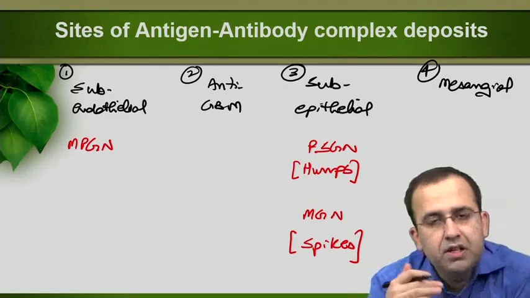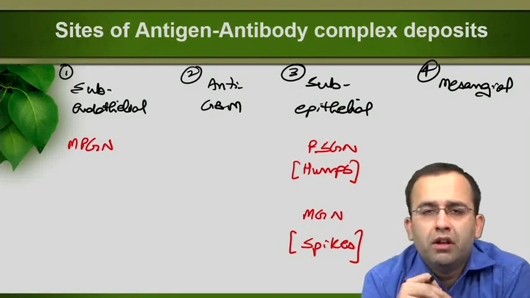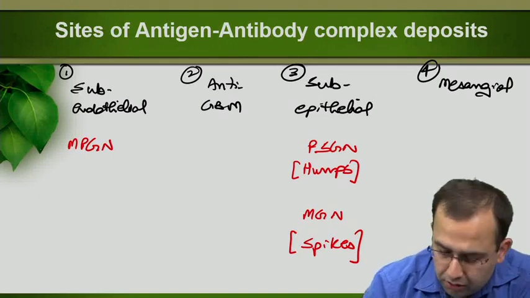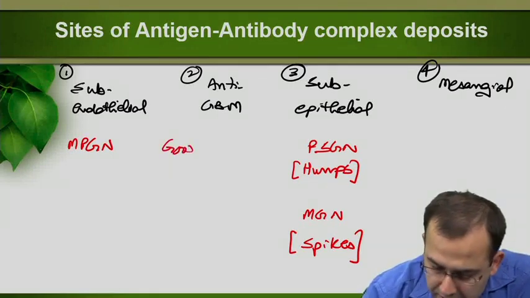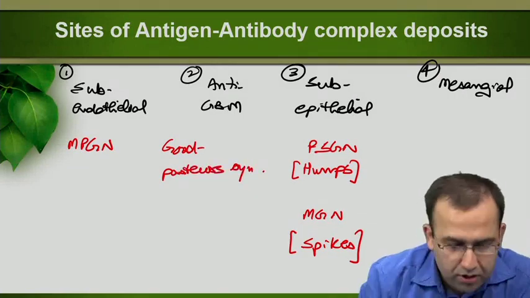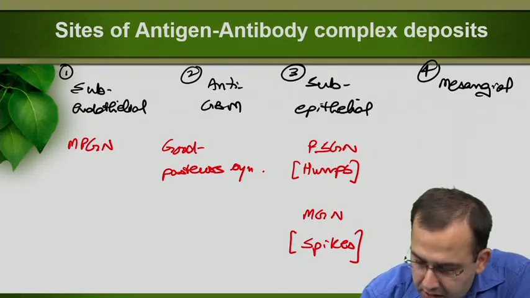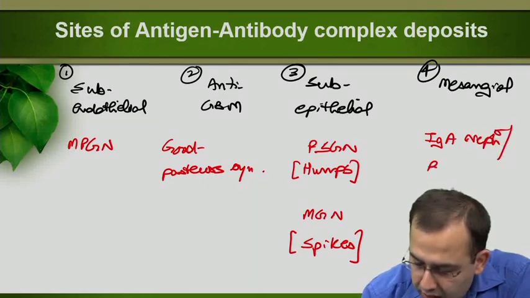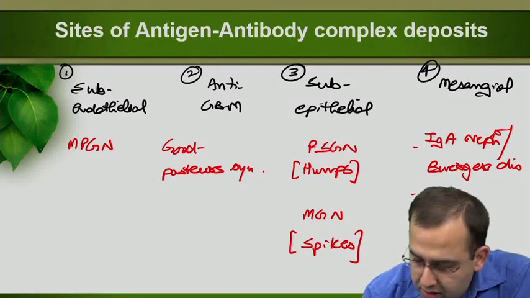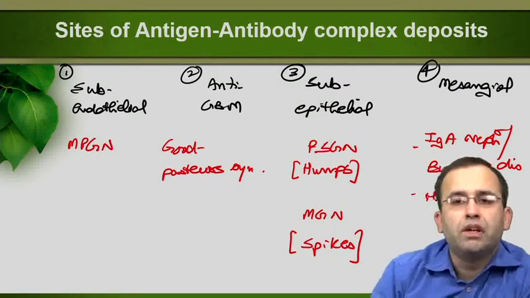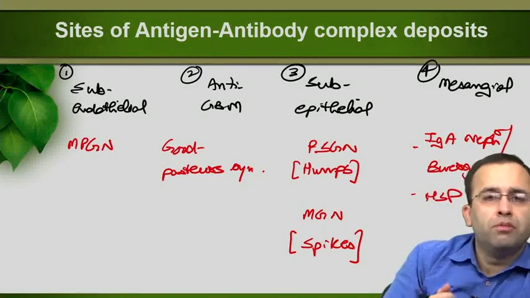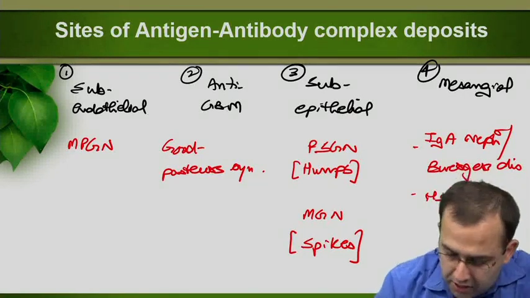Next, MPGN is of three main types, but the most common deposit seen in MPGN is subendothelial. Next, with anti-GBM deposit, only one disease comes to our mind, that is Goodpasture's syndrome. Next, mesangial deposits are associated with IgA nephropathy, also called Buerger's disease, and HSP. HSP is Henoch-Schönlein purpura.